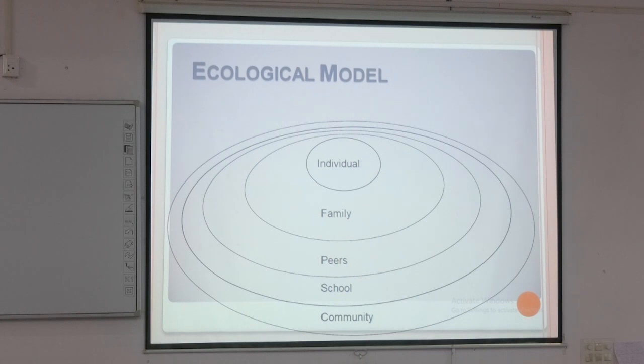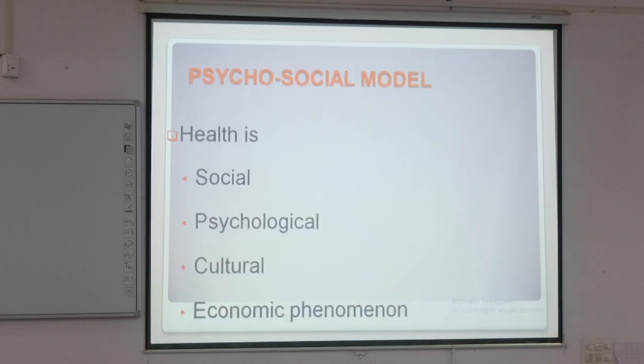The ecological model runs like this. Individual, its immediate periphery, microenvironment, family, then peers, then school and then community. This way it is related to health. Psychosocial concept: health is a social, psychological, cultural and economic phenomenon. This one is much closer to our original definition.